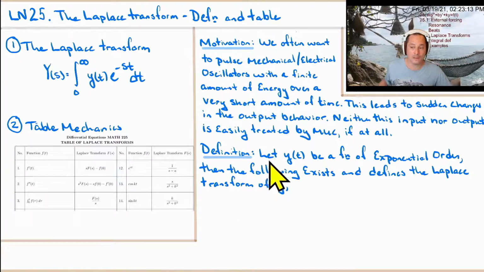Here's the tool. Let y of t be a function of exponential order. Let's not worry about that right now. Let's just proceed formally and see how this works. Then the following exists and defines the Laplace transform of y. Laplace is the name of a person, so it's capitalized. The transform is going to be illustrated now.